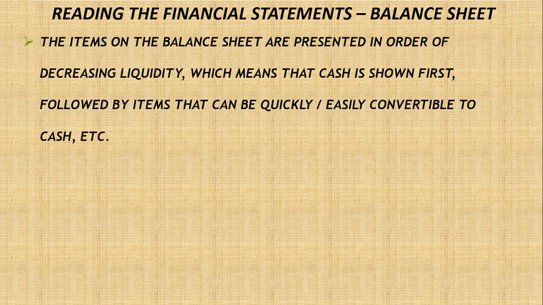The items on the balance sheet are presented in order of decreasing liquidity, which means that cash is shown first, followed by items that can be quickly or easily convertible to cash, etc.